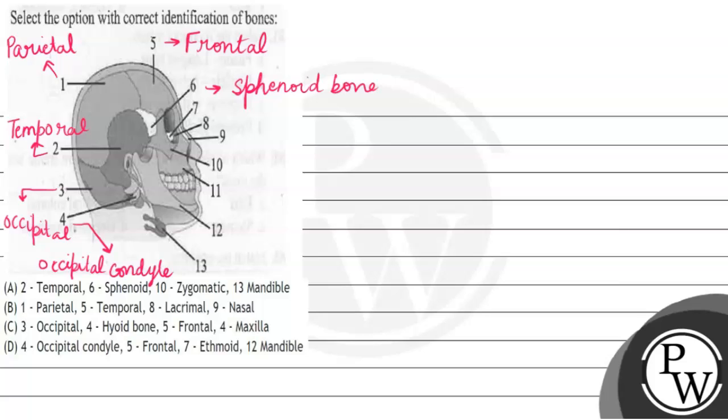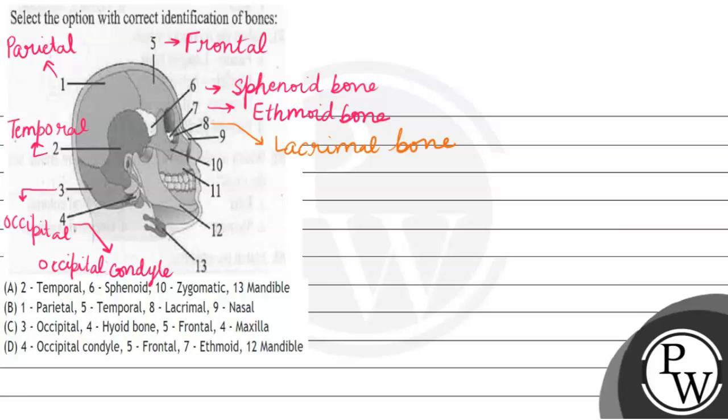On seventh number, we have ethmoid bone. These are all about the cranium bones. Now comes to the facial bone. Here the first bone that we are having on 8th number is the lacrimal bone. This is lacrimal bone, which is present near to your eye socket.